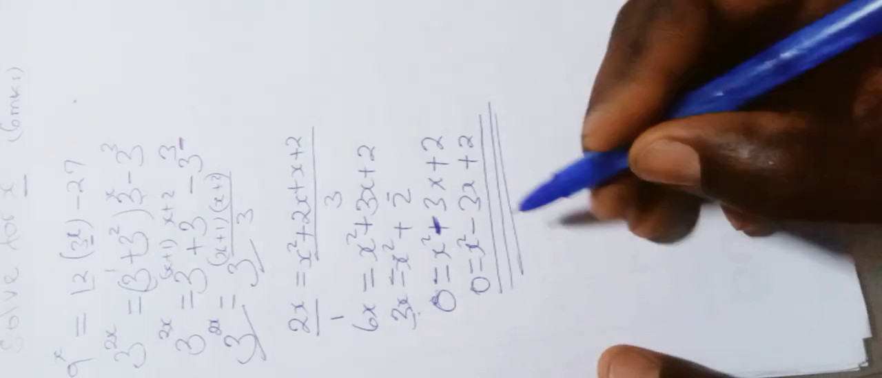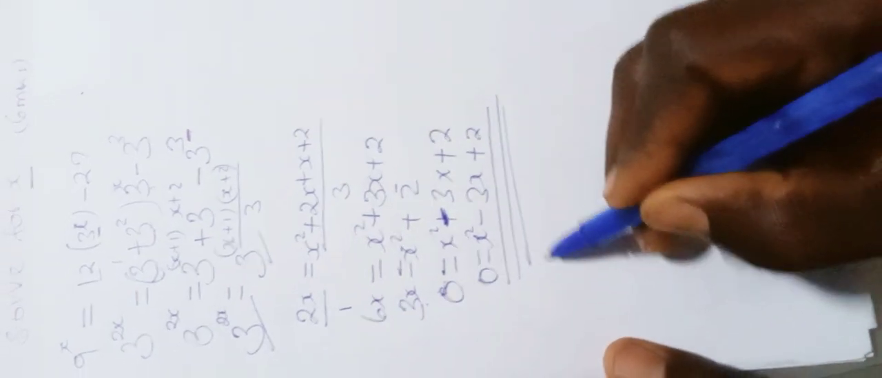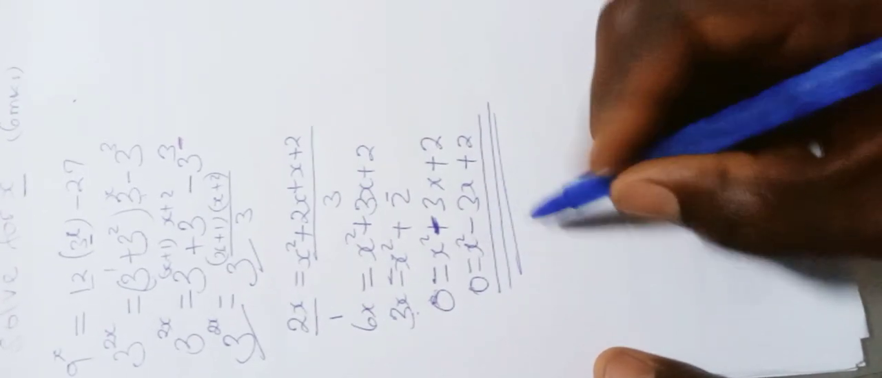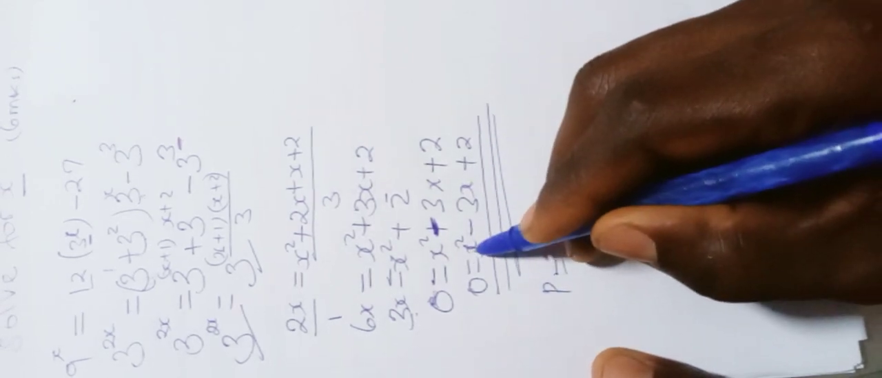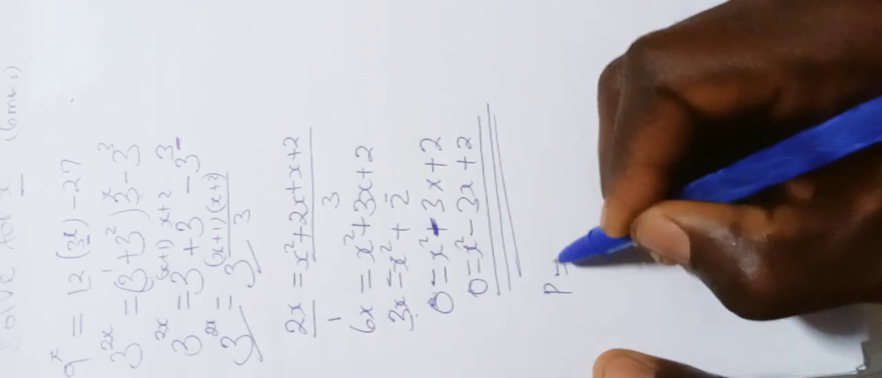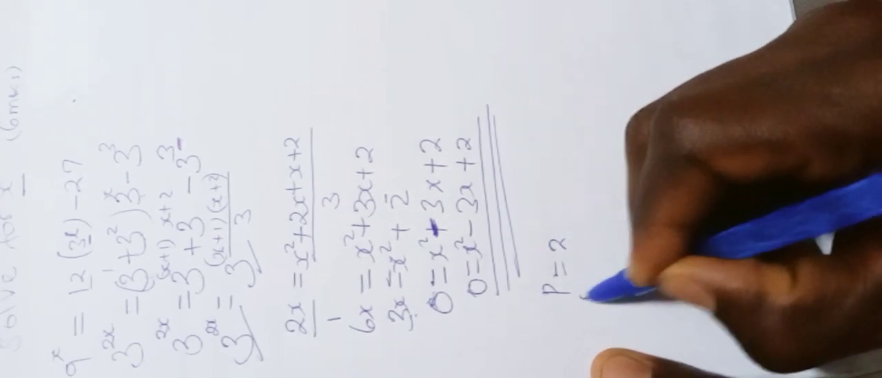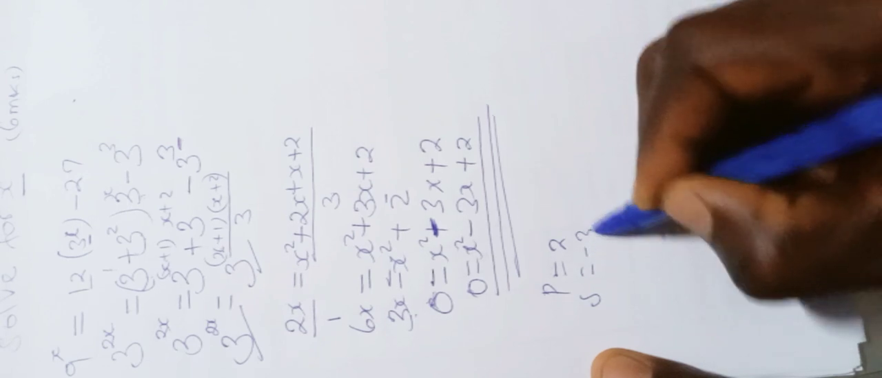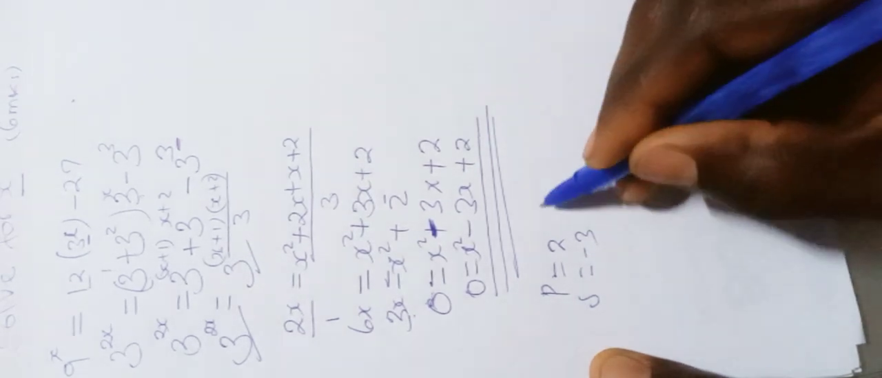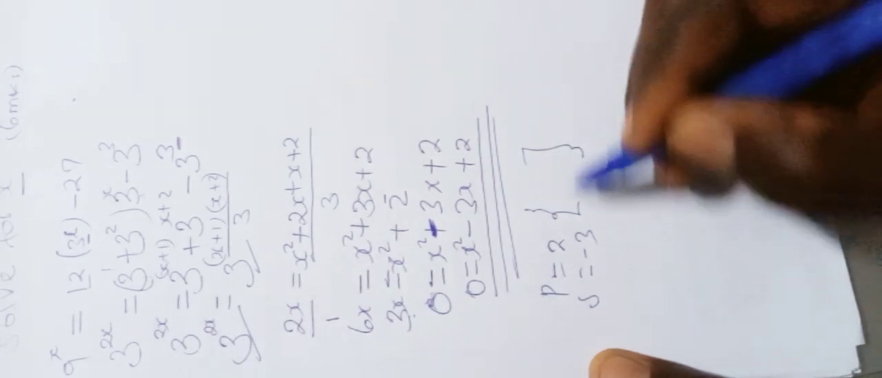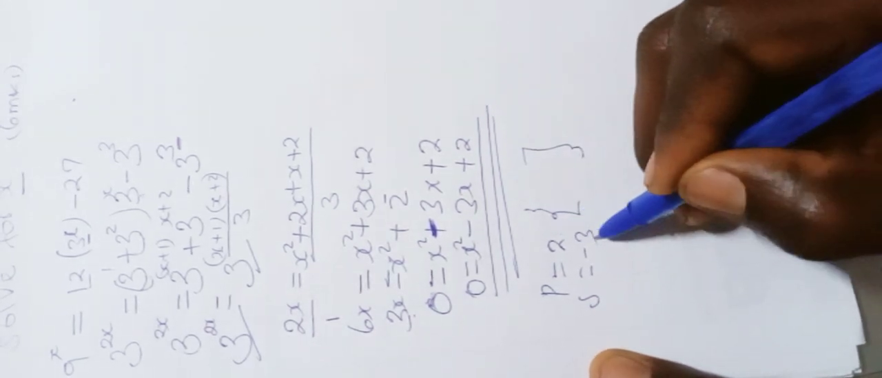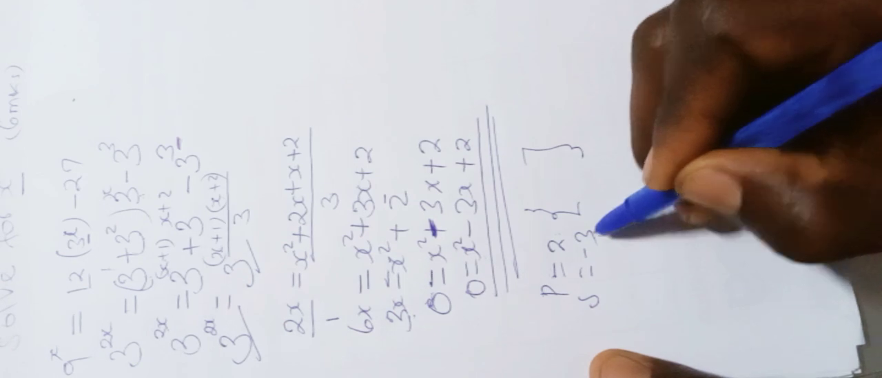So I'm going to have a product and a sum. The product is 1 multiplied by 2 to get 2, and the sum is equivalent to minus 3. So there are two numbers, my friends, that if we multiply we get 2, but when we add we get minus 3.